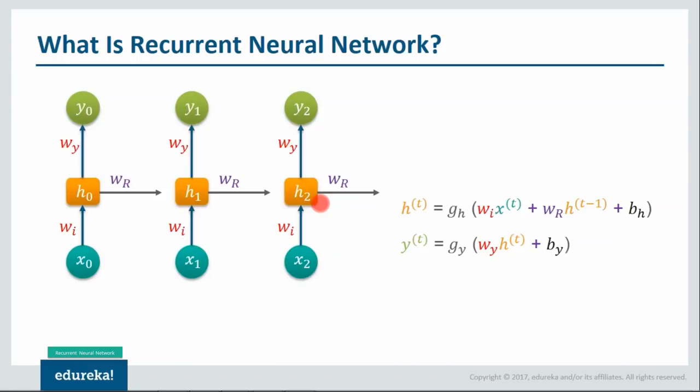Similarly, in the next timestamp, that is at time t equals 2, we have input x2. We need to figure out what h2 will be. So we'll multiply the weight matrix Wi with x of 2, plus Wr into h of 1 that we have got here, plus bh, and pass it through a function g of h to get h of 2.